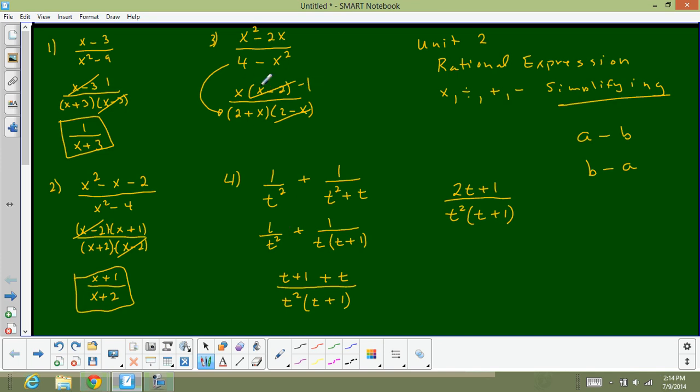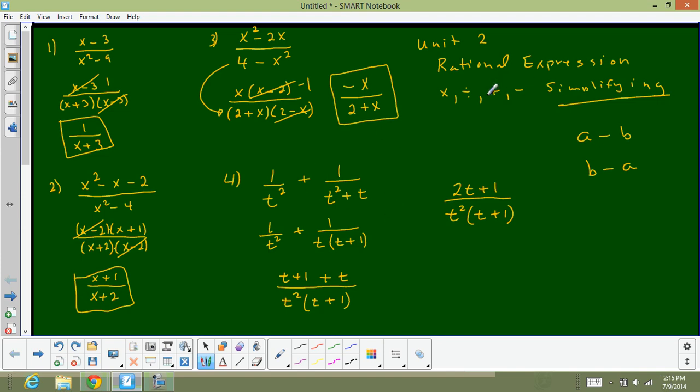And so final answer for number 3, x times the minus 1 gives us minus x over 2 plus x, or of course addition could be an x plus 2. So there's your final answer for question number 3, right? Because of the negative cancellation, that's a factor, a multiple of minus 1. So it's x times minus 1 in the numerator, which becomes negative x. So there's our answer to question number 3.